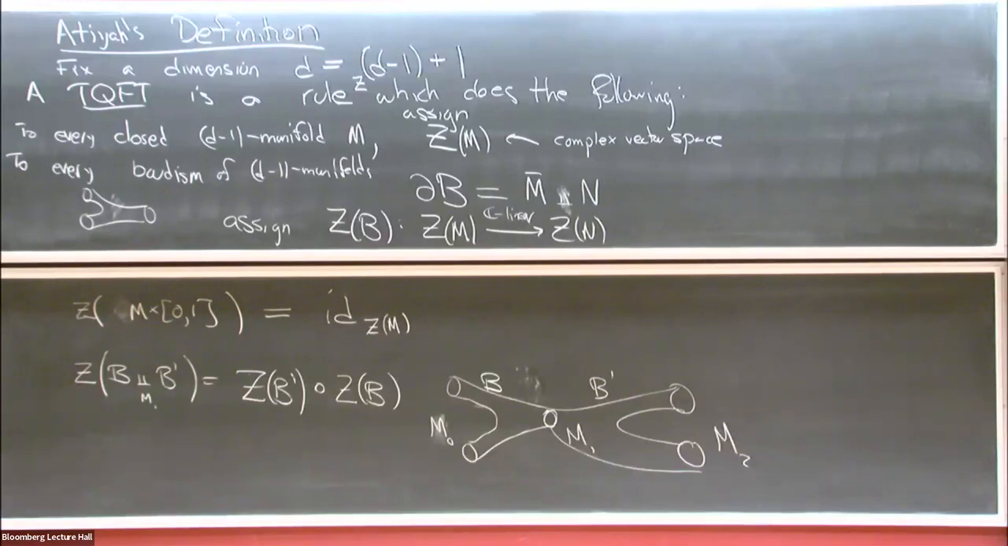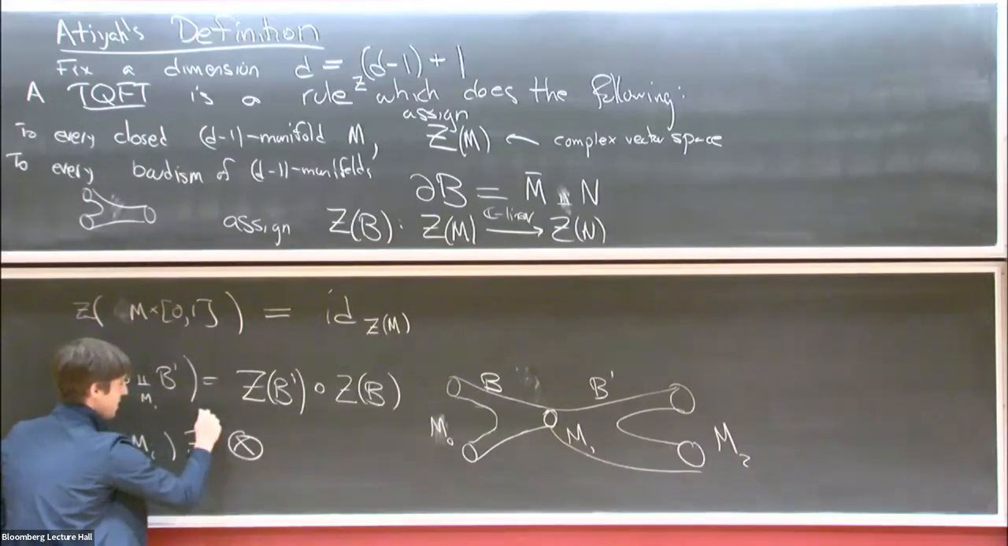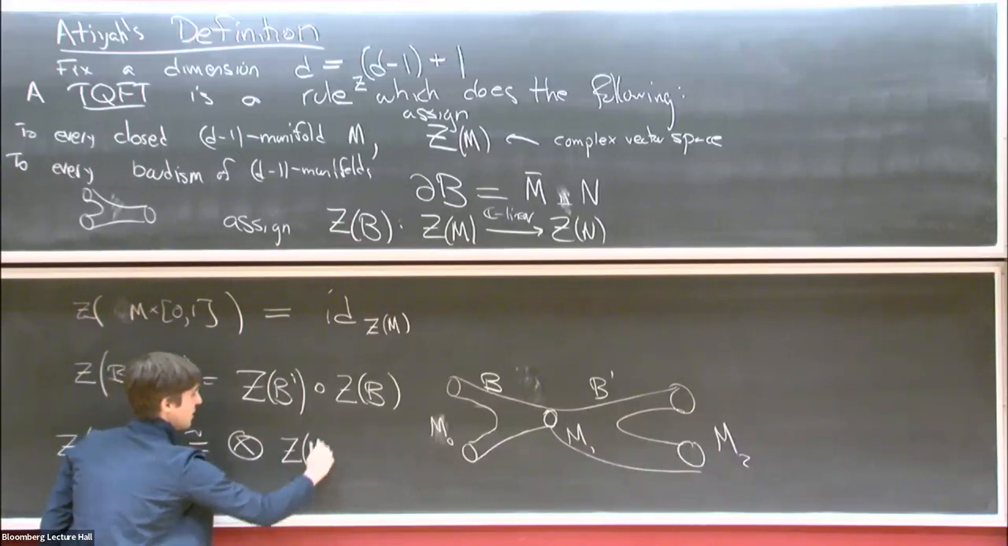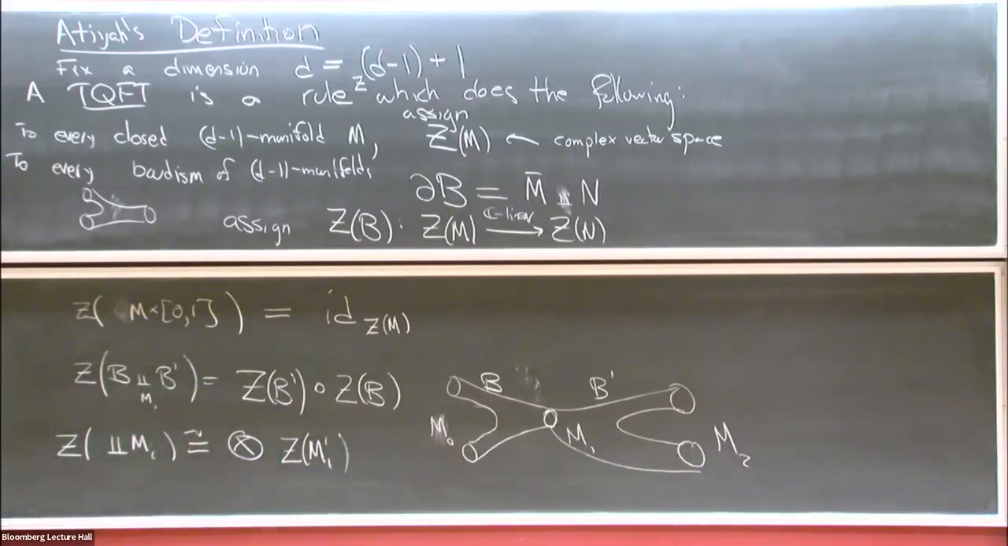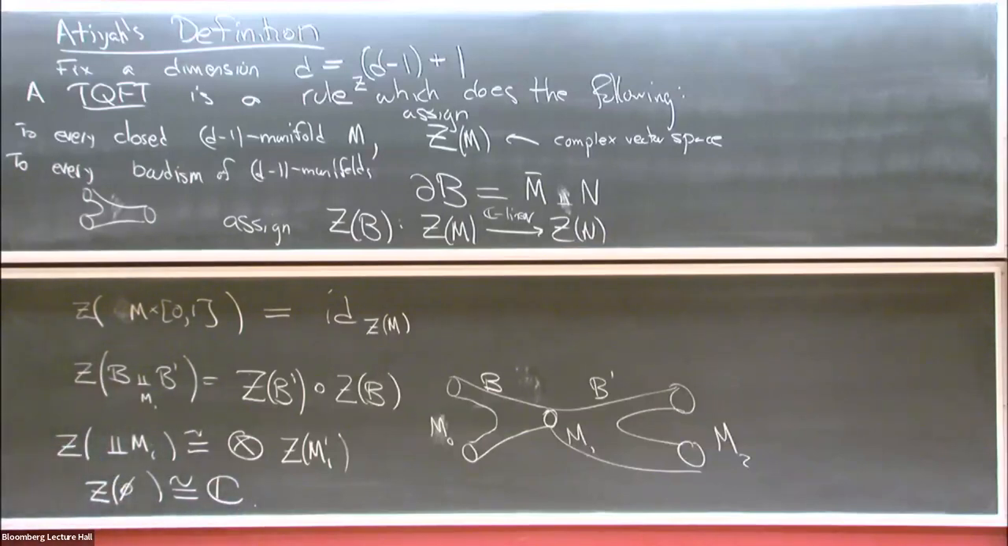And finally, there's a rule that says that when you decompose something as a disjoint union, then you're supposed to take tensor products of the corresponding vector spaces. So if I take a disjoint union of finitely many compact manifolds of dimension D minus 1, this invariant is supposed to be identified with the tensor product of the individual constituents. A sort of degenerate case of that is if this is the empty collection of manifolds. So what Z is supposed to assign to the empty manifold is the tensor product of the empty collection of vector spaces, which by convention is the complex numbers.